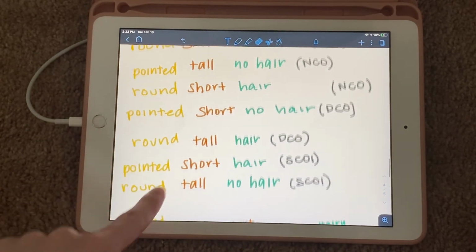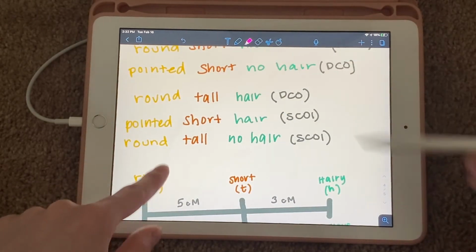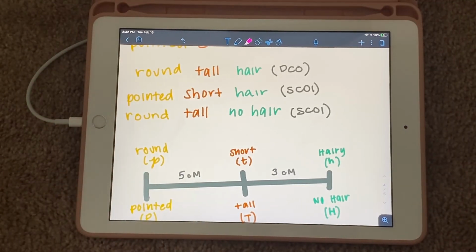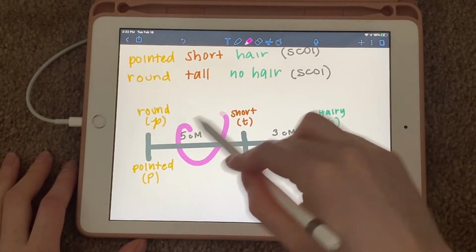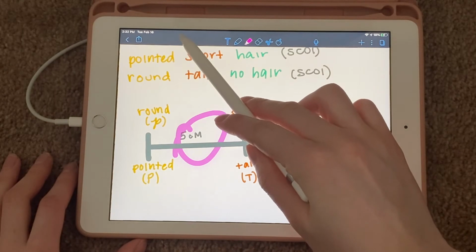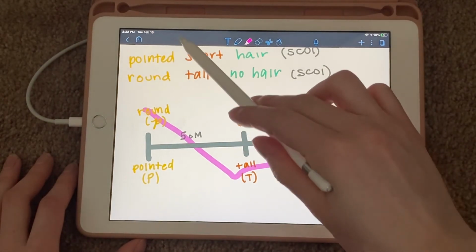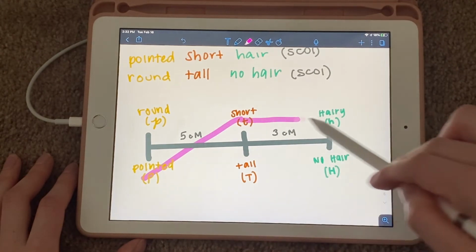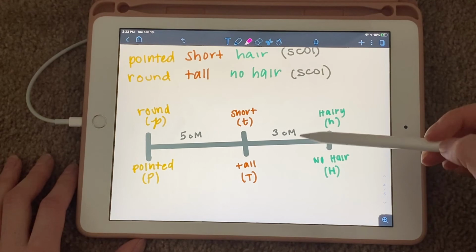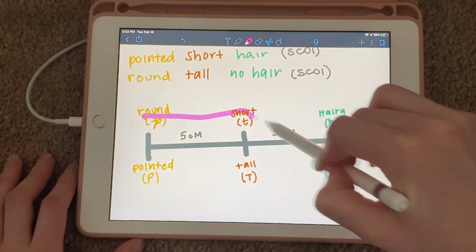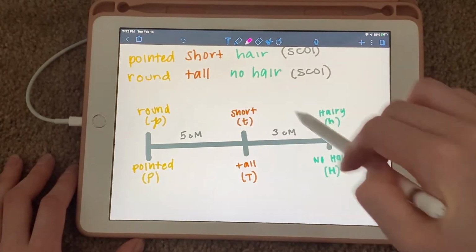These are all the offspring that would result from these parentals. So to be able to determine if they're single crossover, double crossover, no crossover, and where, we would look at the map. If anything crosses over in this region, it's going to be crossover in region 1. That would be round, tall, and no hair, or pointed, short, and hairy, because the crossover happens here. If it was single crossover in region 2, it would be round, short, and no hair, or pointed, tall, and hairy, because they cross over here.